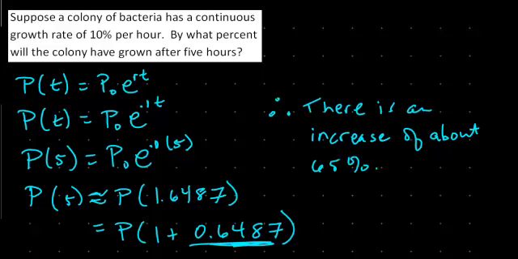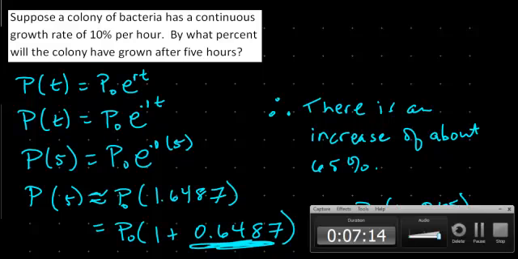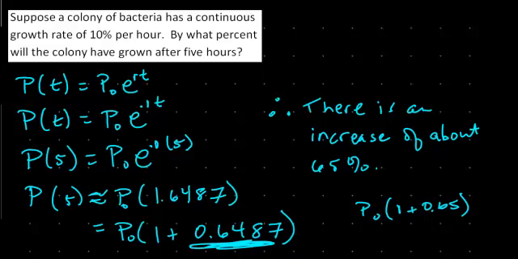Remember, to increase any number, P naught, whatever, by 65%, the 1 gives you your P naught back, and then plus 0.65 will give you your additional 65%. We see that's about what we got here, so it's an increase of about 65%. Check my time. I think we got time for one more.